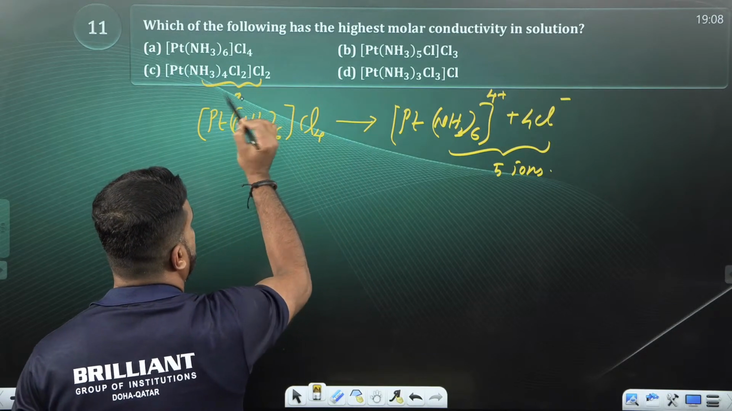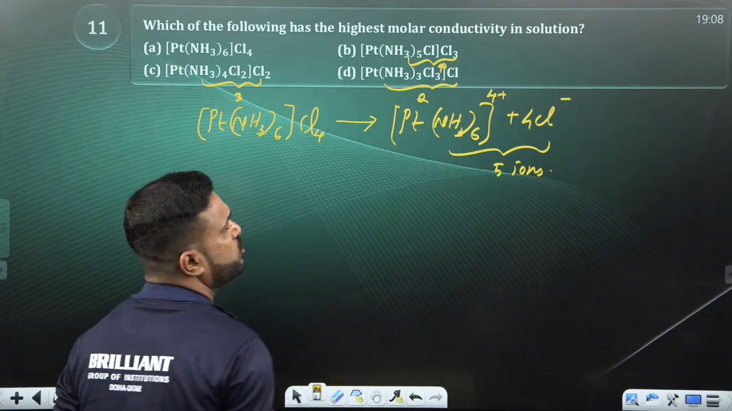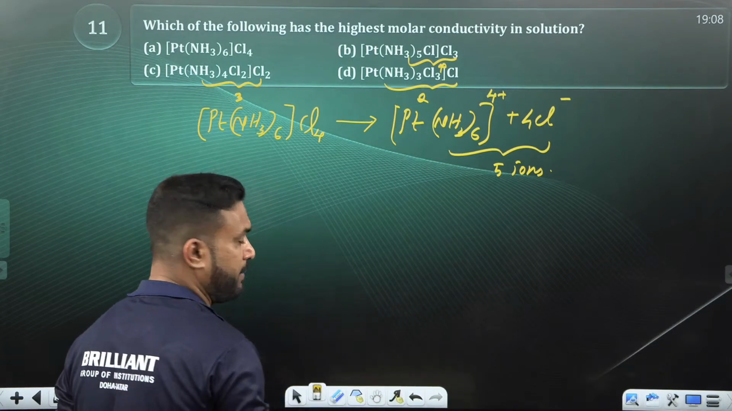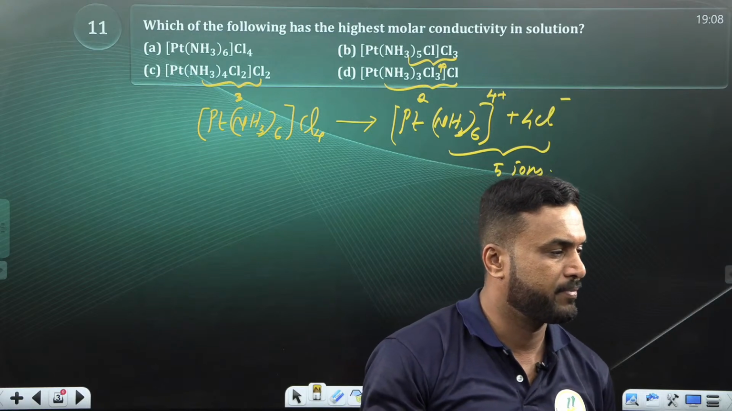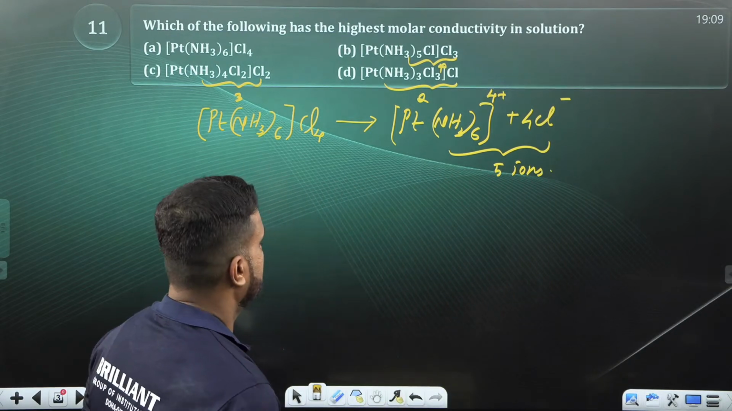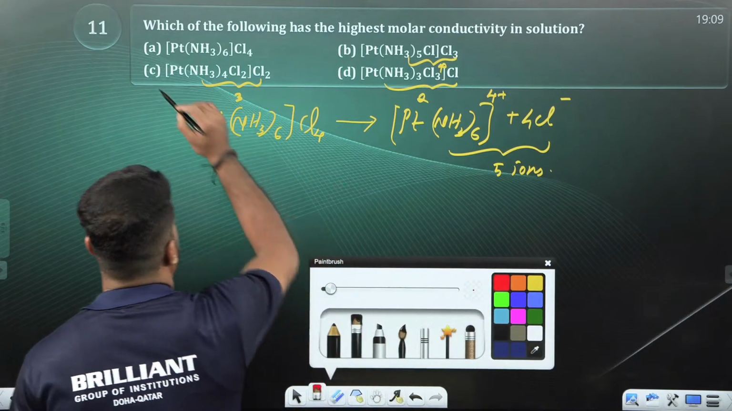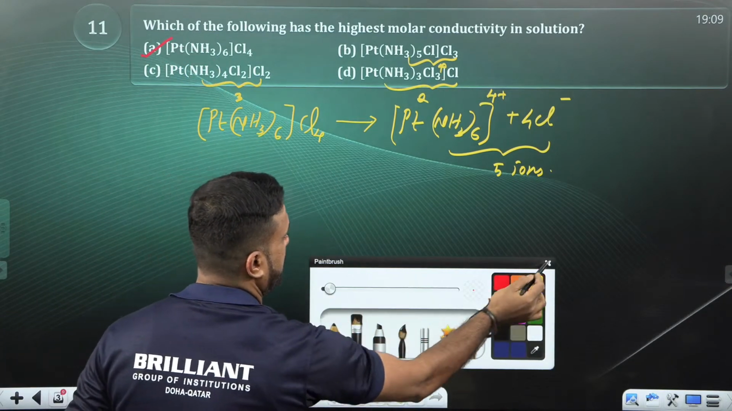Here it will come only 3 ions. Here it will be 2 ions and here it will be 4 ions. So maximum number of ions is 5, so maximum conductivity, Nabih. Yes, Nabih, correct answer is option A, maximum number of ions. So we will go to the next one. Hope you understood.